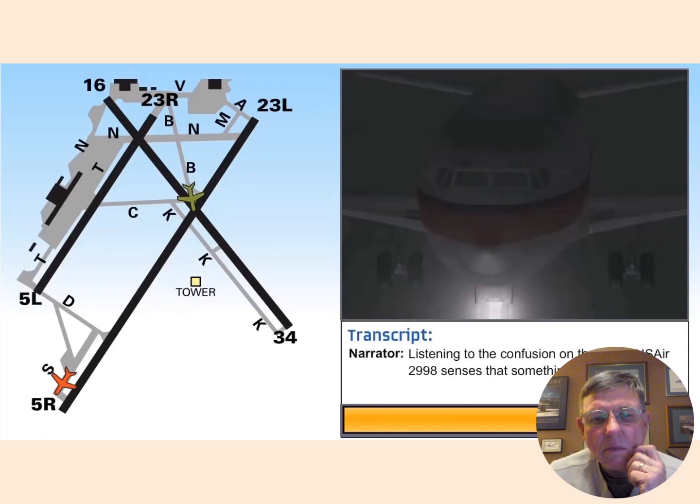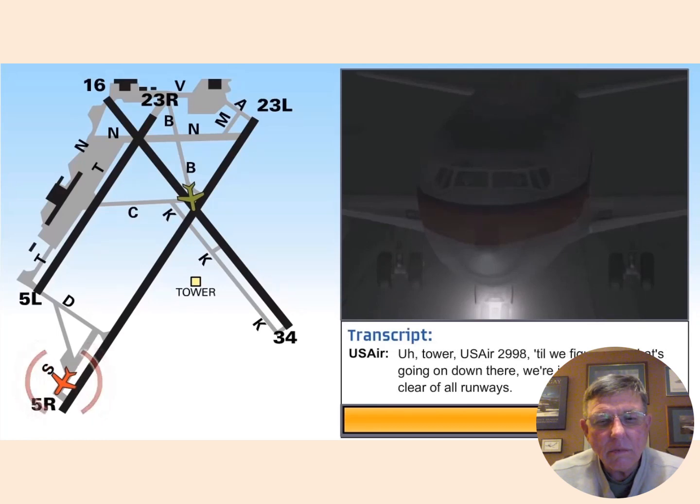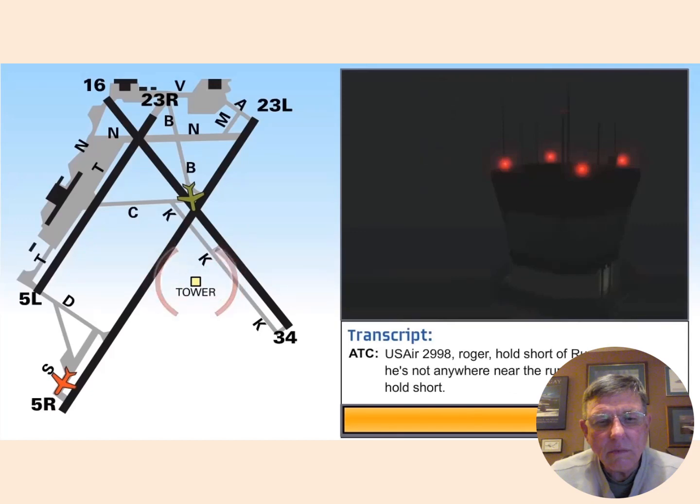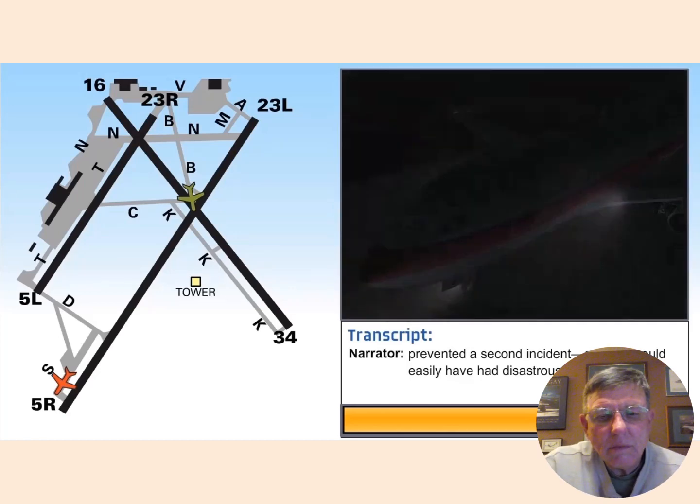Listening to the confusion on the radio, US Air 2998 senses that something is wrong. Despite having been cleared for takeoff twice, its crew chooses to hold their position. Sorry, this is 2998, we want to figure out what's going on down there. We're just going to stay clear of all runways. US Air 2998, roger. Hold short of runway 5 right. Not anywhere near the runway, but you can hold short. Okay. It was a wise choice. By paying attention to the big picture and staying put until the confusion was resolved, the crew of US Air 2998 prevented a second incident, one that could easily have had disastrous consequences.